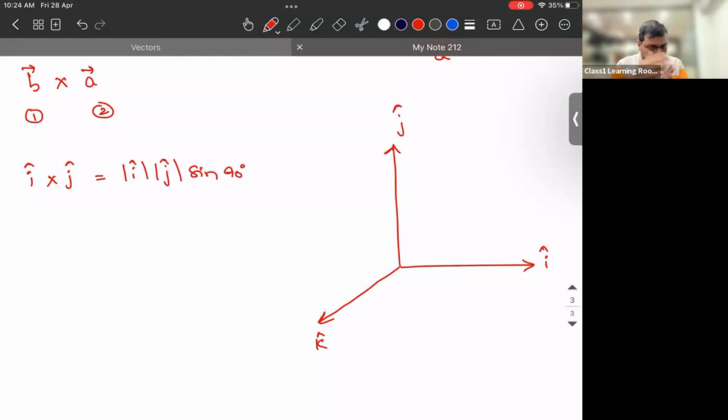I want you to do this activity, find out and tell me what is I cross J. You use those pencils and think and tell me. You can keep those two pencils on your notebook and see what will happen when you do I cross J. When you do I cross J, which direction are you rotating?